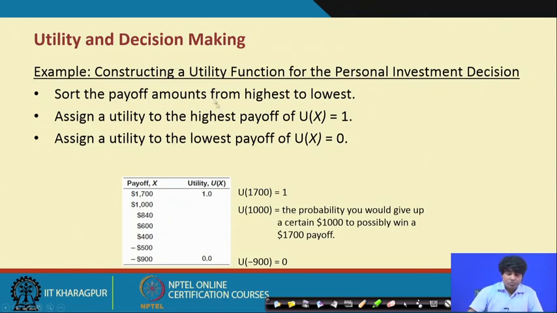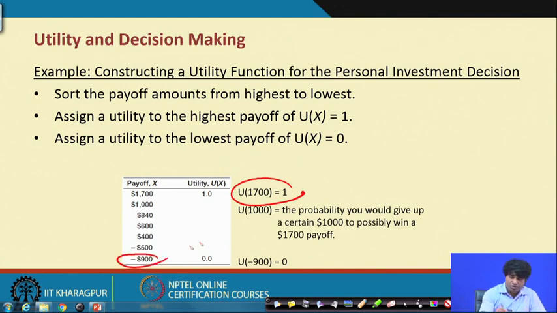So, what will we do? We try to construct a utility function here. It is another kind of personal investment decision, where we assign a utility to the highest payoff, where we put u of x equal to 1, and assign utility to the lowest payoff where u of x equals 0. So, if you put 1700, that is the highest payoff, then this will be utility 1, and against the lowest payoff, minus 900, the utility of minus 900 equals 0.